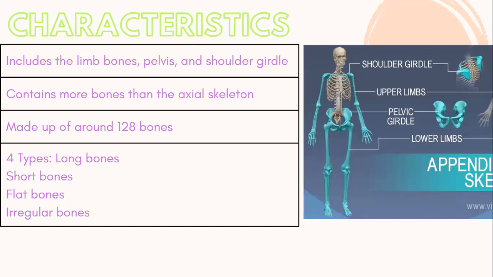Characteristics include the limb bones, pelvis, and shoulder girdle. It contains more bones than the axial skeleton, made up of around 126 bones. There are 4 types: long bones, short bones, flat bones, and irregular bones.